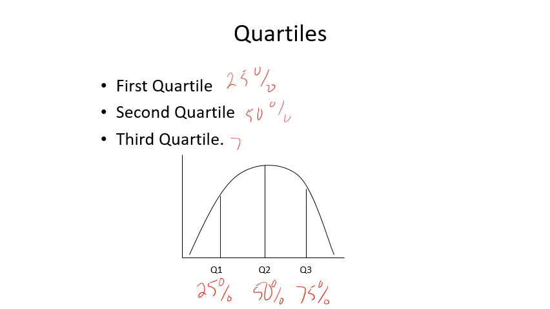Now you should already be catching on to something here. Let's see if I can write without being too messy. So you should already catch on to something, and that is, what is the second quartile? You already know what the second quartile is. The second quartile is also the median. It is the value in the center of the distribution that splits the distribution in half.